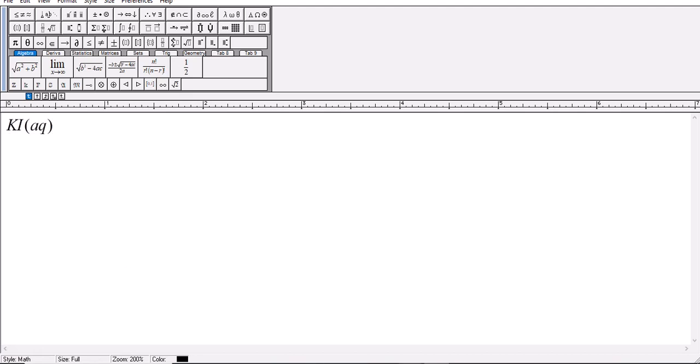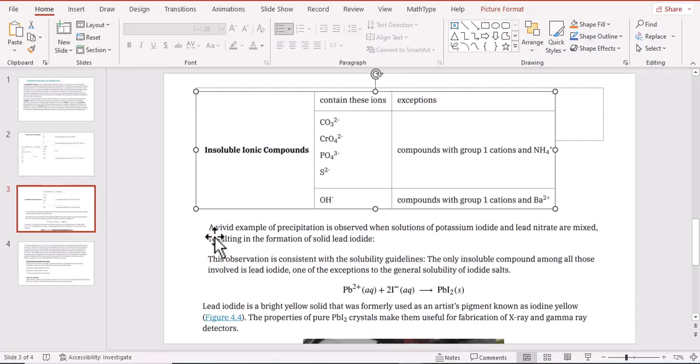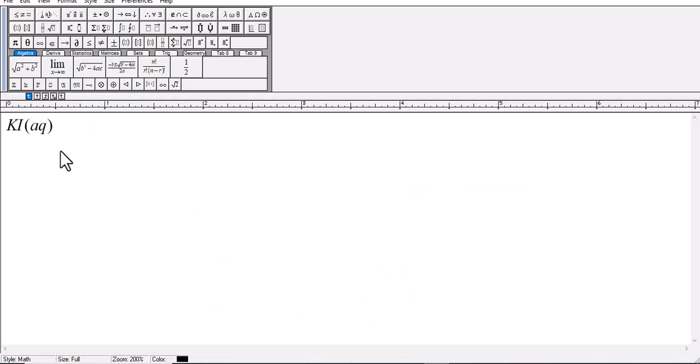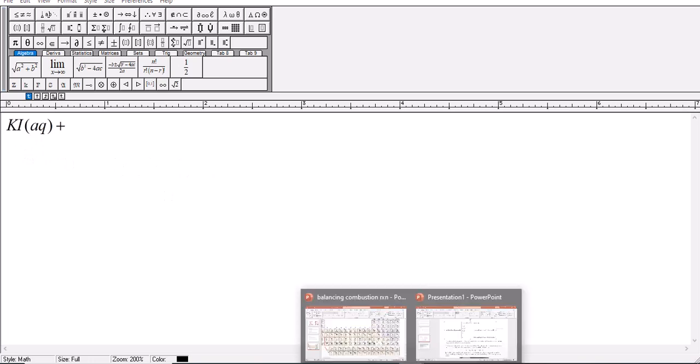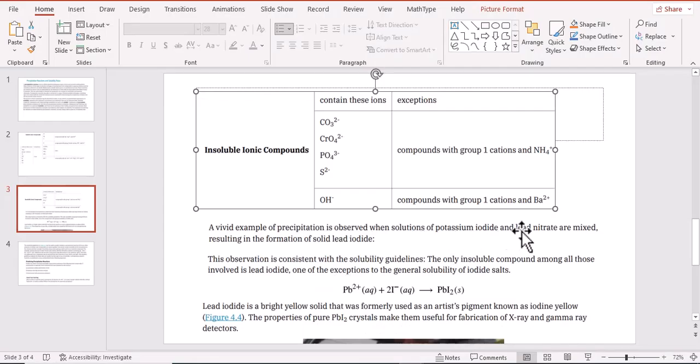Why? Because they said the following. A vivid example of precipitation is observed when solutions of potassium iodide, so this is a solution, a solute plus a solvent result in a solution. So they are in an aqueous state because they dissolve inside of a solvent. Right, so this would be potassium iodide. Very good. Plus, let's go and check something else. And lead nitrate are mixed.